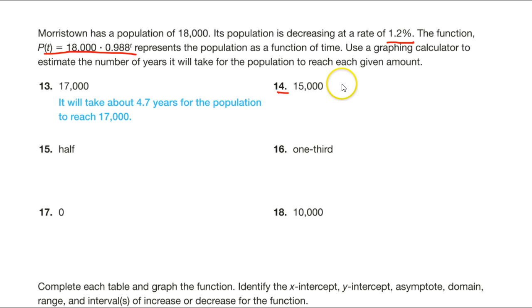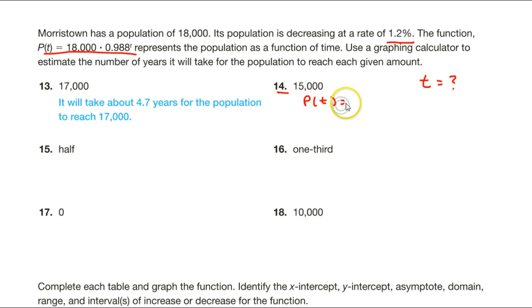Now, we want to find out what the years are, so we don't know what t is. We need to figure that out. So let's plug everything in and see what we can come up with. We know we're using this function, and we know we have to reach this population. So there are two things we're going to graph.